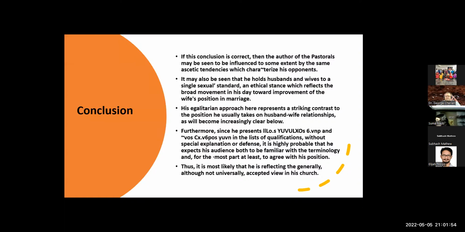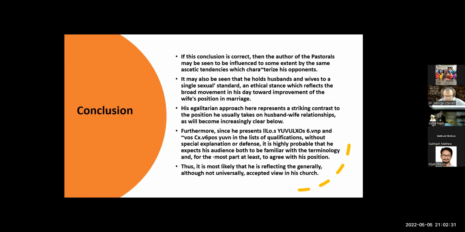In conclusion, if this conclusion is correct, then the author of the pastorals may be seen to be influenced to some extent. I don't know. I didn't understand because we have only this chapter 4, and this is Verner, and I don't know which author he is even talking about. Many times he refers to chapter 3 and others. So I have no clue. This is written in the article itself, which was a little bit confusing to me.